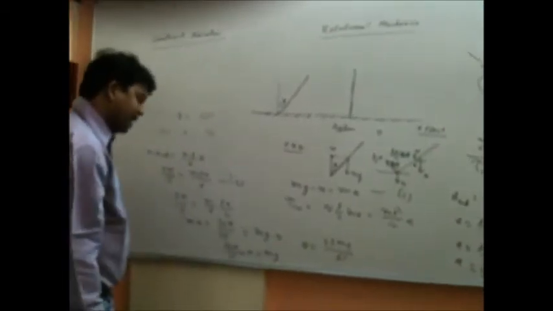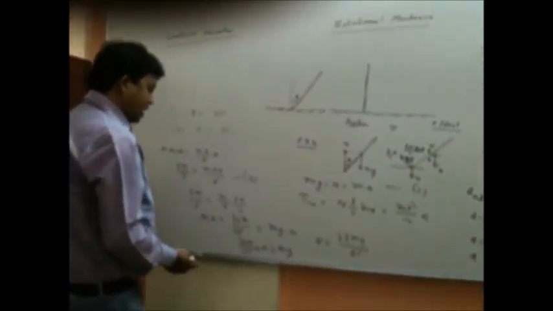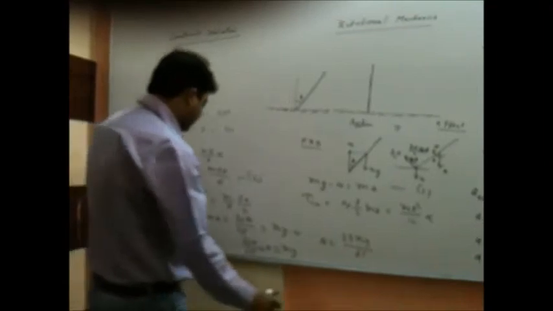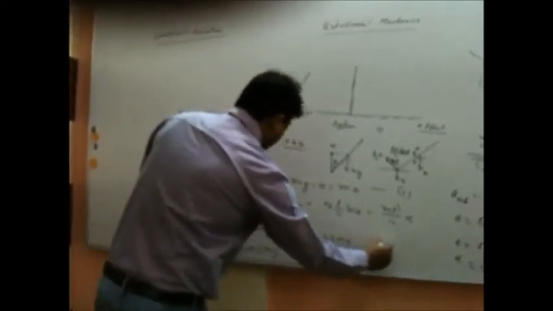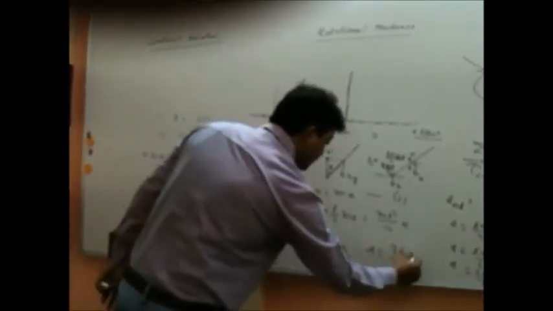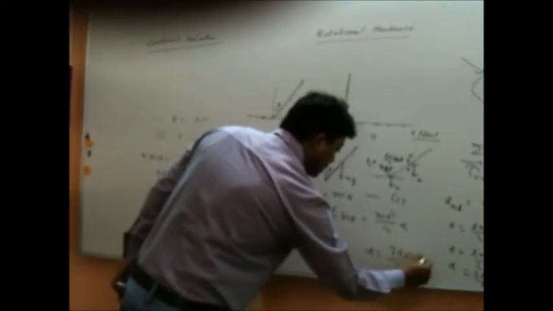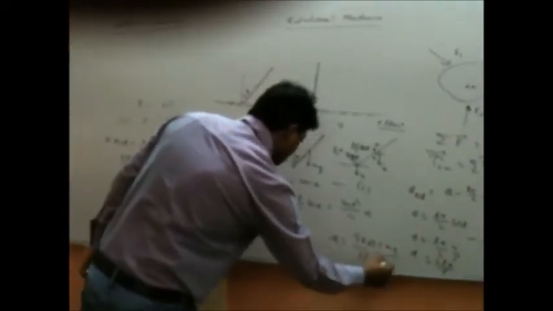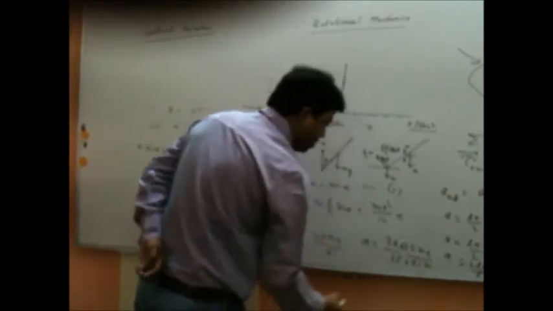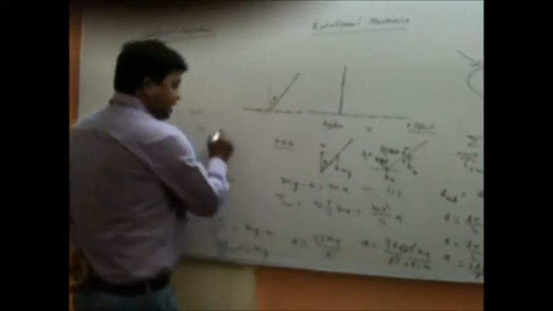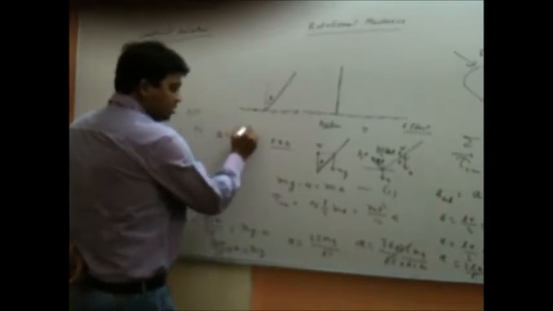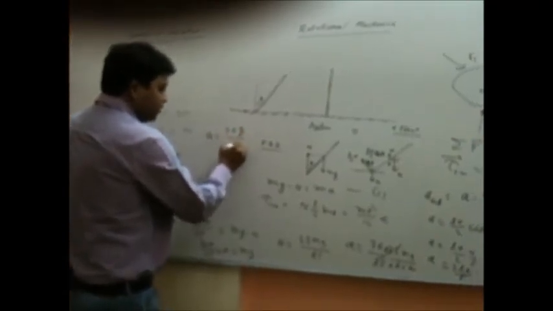61. So if I put the value of N in one of the equations, I will get A. From here I will get A is 36 by 25 times N, and N's value is 25 mg by 61, divided by m. So this is it. I will get A is equal to 36g by 61.